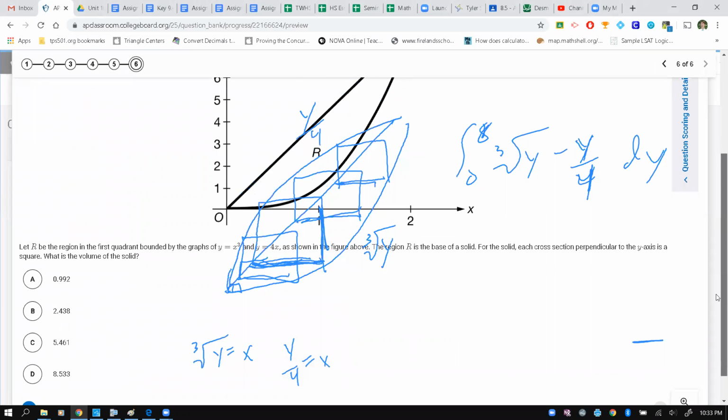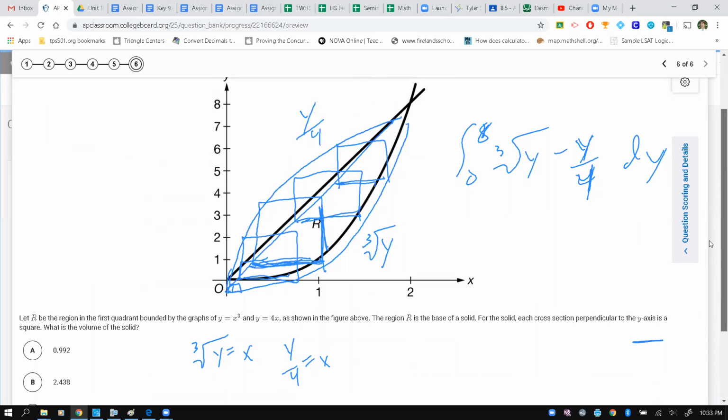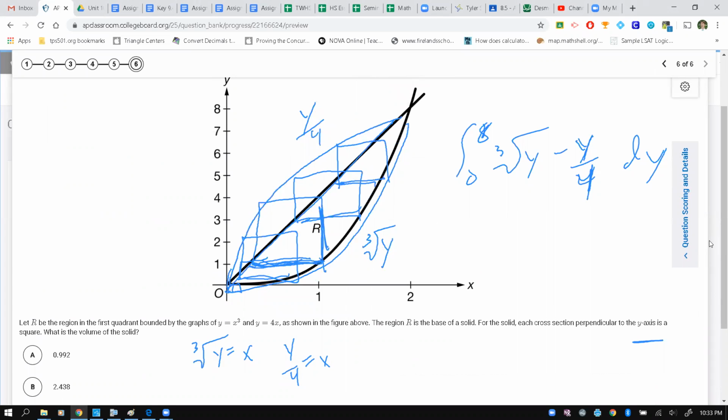Which means its answer, oh no, not 4. What? Maybe I typed it in wrong. Let's double check my math. All right, so it is from 0 to 8. Okay. Each cross section perpendicular to the y-axis. That's great. If I solve this, this would be the cube root of y. This would be y divided by 4. I do the right minus the left. That gives me the width.